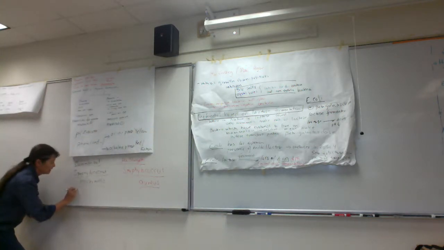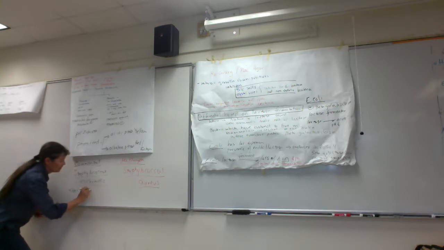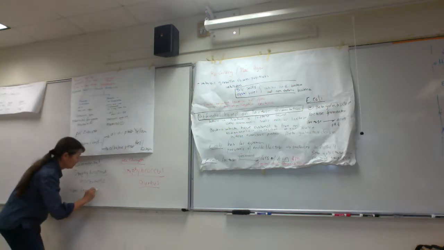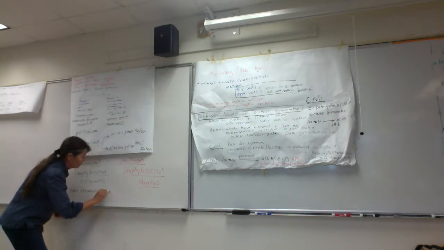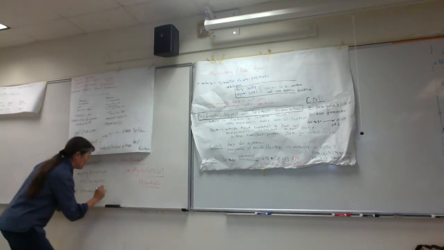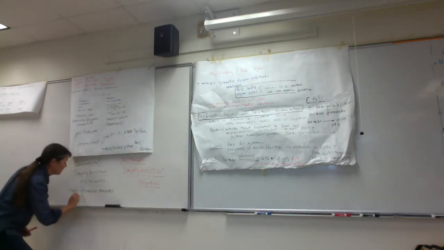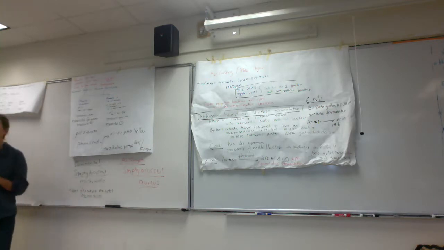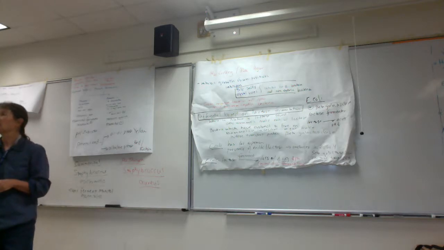So it can't ferment mannitol, so we call it mannitol negative. But the question is, it still needs a carbon energy source. So if it can't use the mannitol, what can it use? What it will use instead for carbon and energy are amino acids. And when amino acids are torn apart, when the amino group is released, it's released as ammonia.